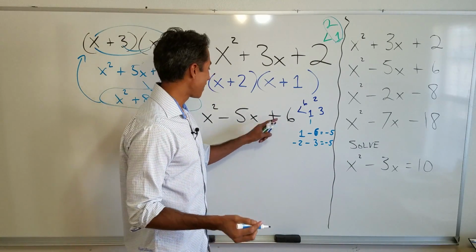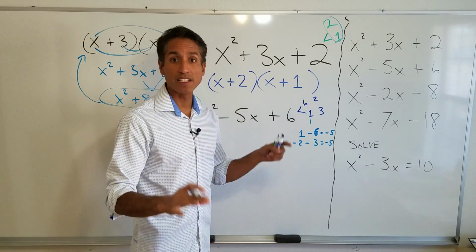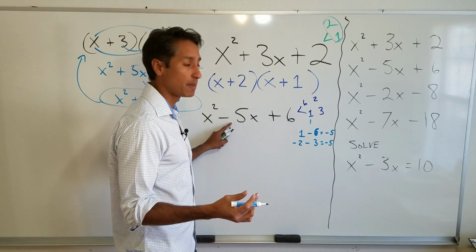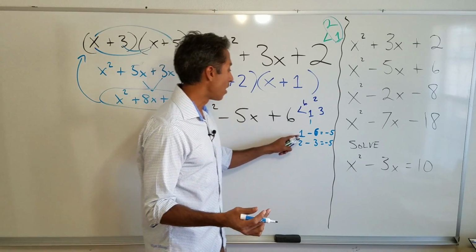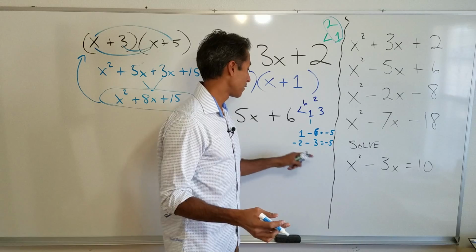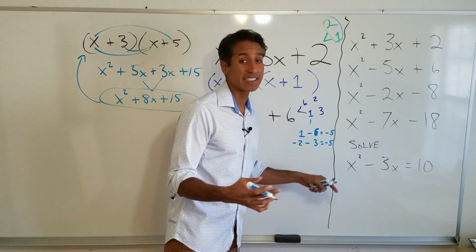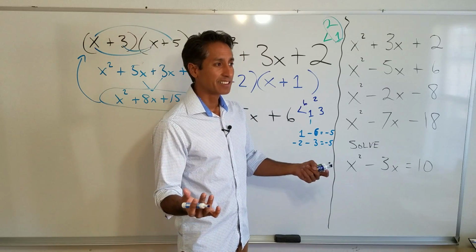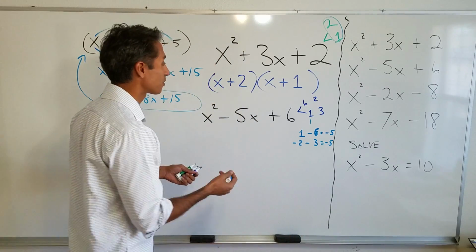Because if I use these with pluses and minuses or positives and negatives, which is allowed, I'm trying to make something fit into the middle that's a negative 5. 1 minus 6 is negative 5. Negative 2 minus 3 is negative 5. So what do I do next? Well, let's do it together. Here's what you're going to do.